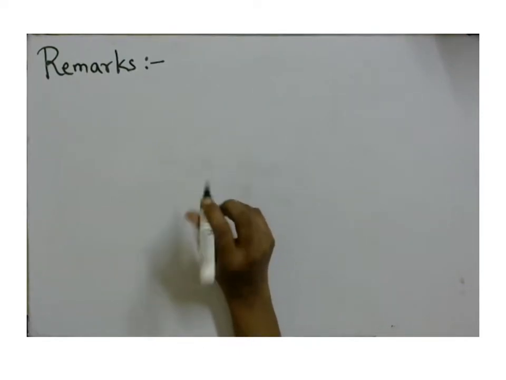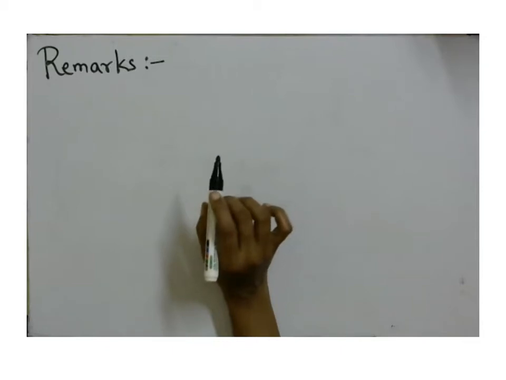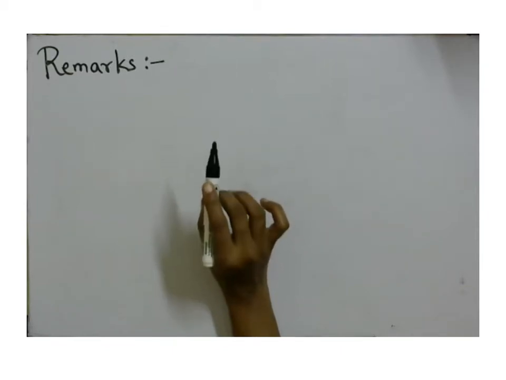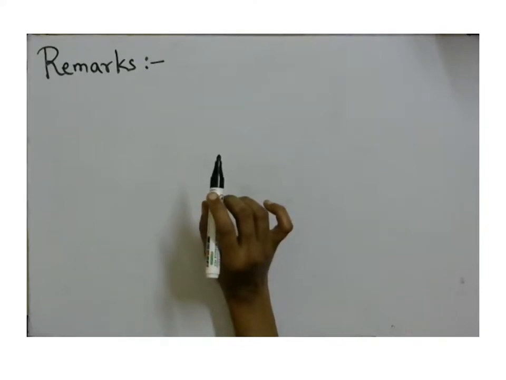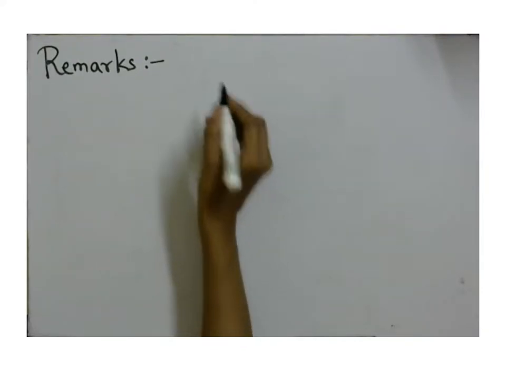In the last video, we have seen that multiplication of two permutations need not be commutative, and we have seen the definition of r-cycle. Now, let us see a few important remarks about cycles.